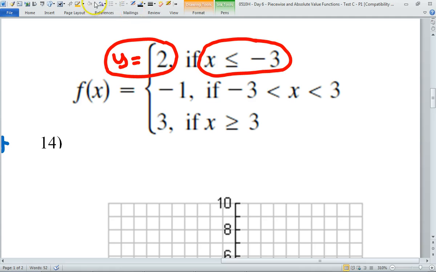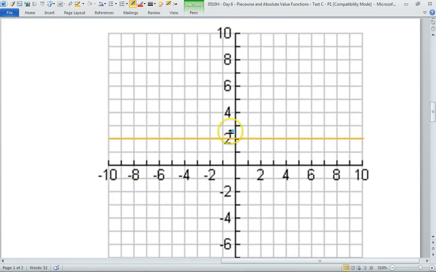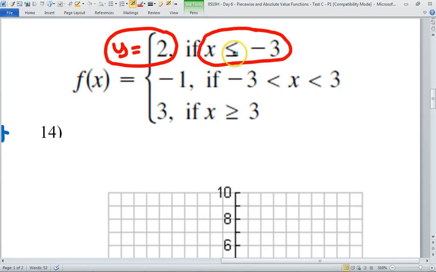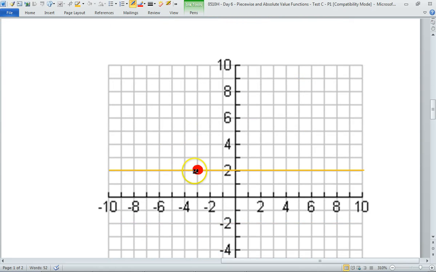Closed circle at -3. So here's a closed circle at -3. And then I'm going to go to the left because it's less than. So I'm going to draw this part of it. Okay? Everyone should have that piece on your graph, just like I did. Check what you did. Make sure you agree with me. Any questions so far?